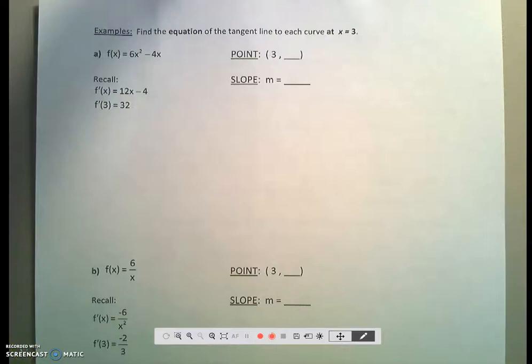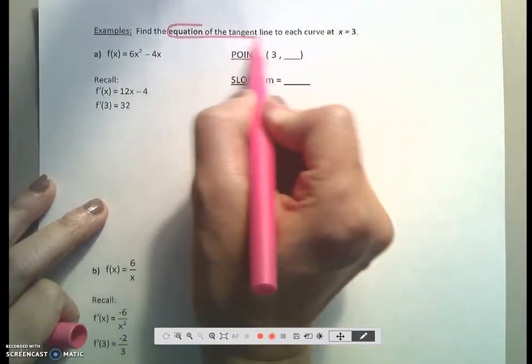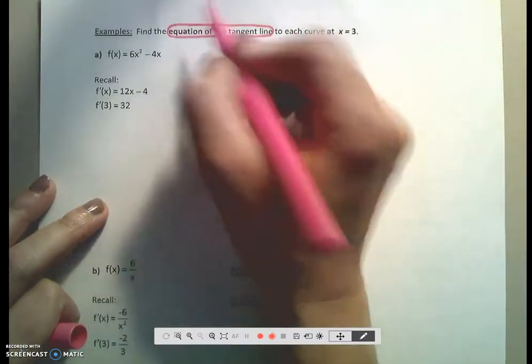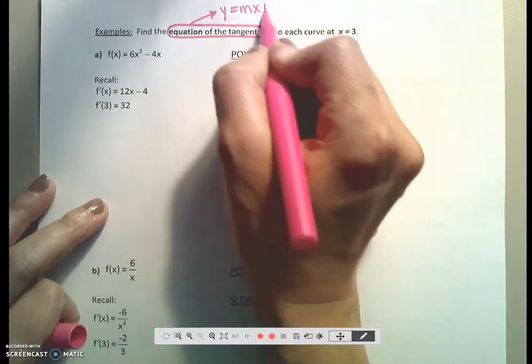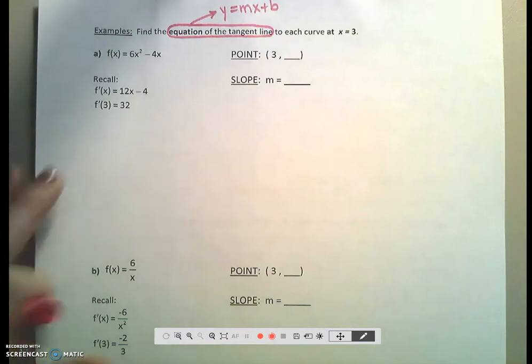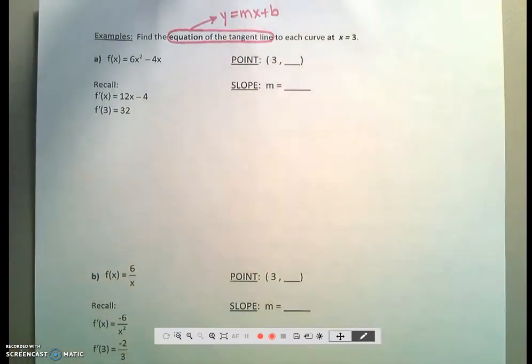Now what we're going to do is we're actually going to write out the equation of the tangent line. Not just the slope of the tangent line, but the actual equation of the tangent line, which means that they're all going to need to be in this form, y equals mx plus b. Now the m we already know.